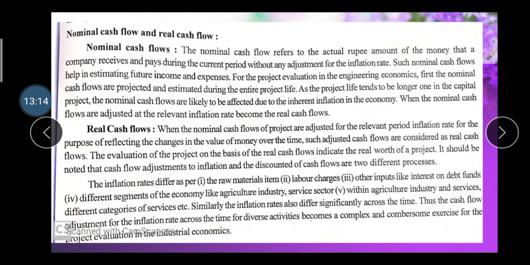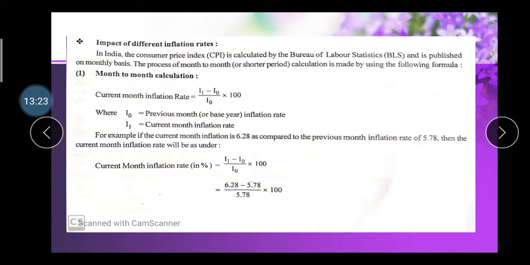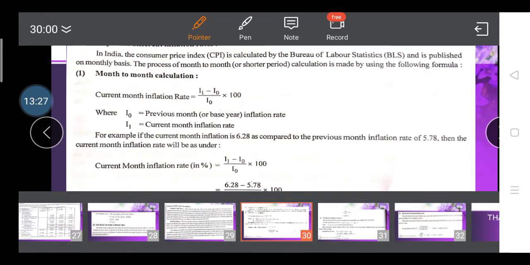So you can get the real price nowadays. What is the price of your project? You have to find it out. Okay. Then the impact of these different inflation rates. Okay, how do you find it?